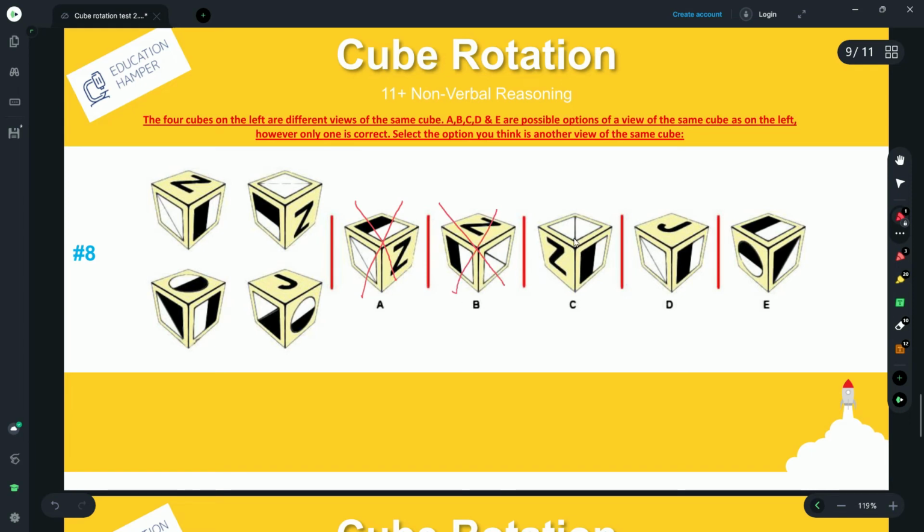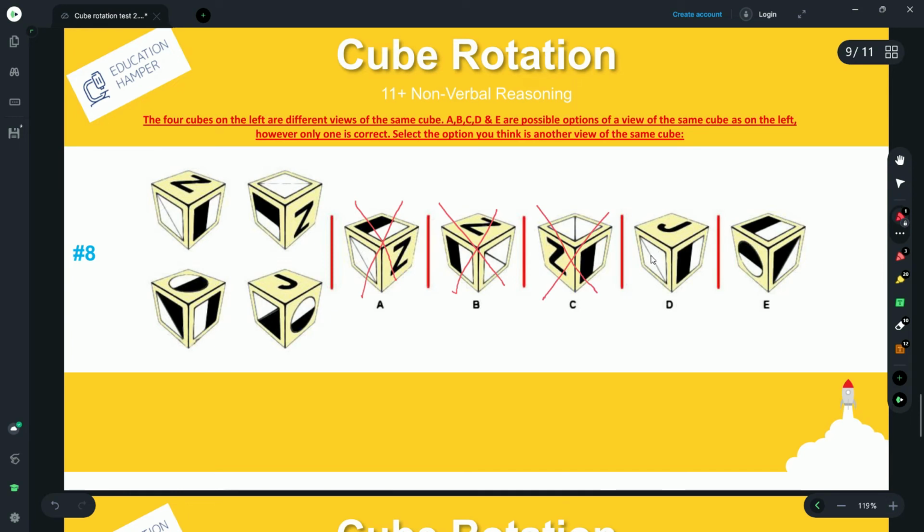Top of the Z facing the square with a diagonal line. We see that here, top of the Z facing the square with a diagonal line. However, the ends of the Z facing the orientation of this square is in this direction, whereas it's a 90-degree shift here. So these two faces don't match the way that these two interact, so we can remove that.